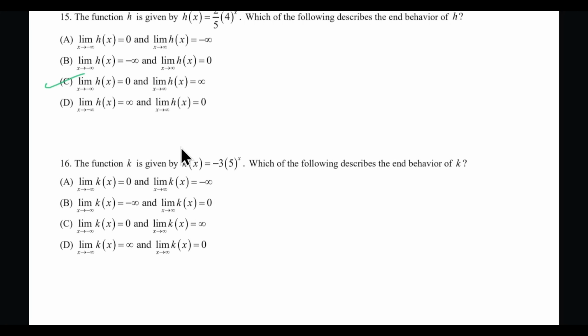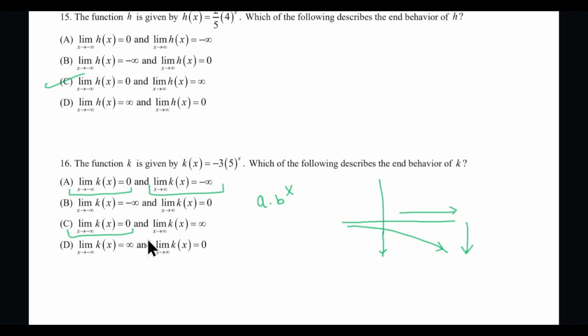And yeah, over here, just be a little careful, because although it is a times b to the x, which would have been like this, this negative sign flips it about the x-axis. So the actual graph will be like this because it has been flipped. When x is approaching negative infinity, it is going to 0. Yes, that is still happening over here. But when x is going to infinity, y is going to minus infinity, which is going to be this one. So it has to be option A. That's the answer.